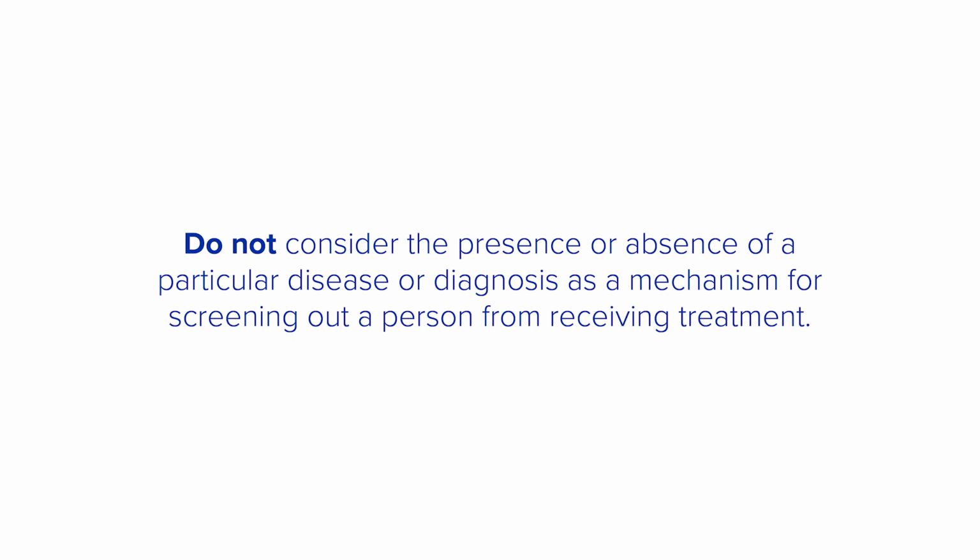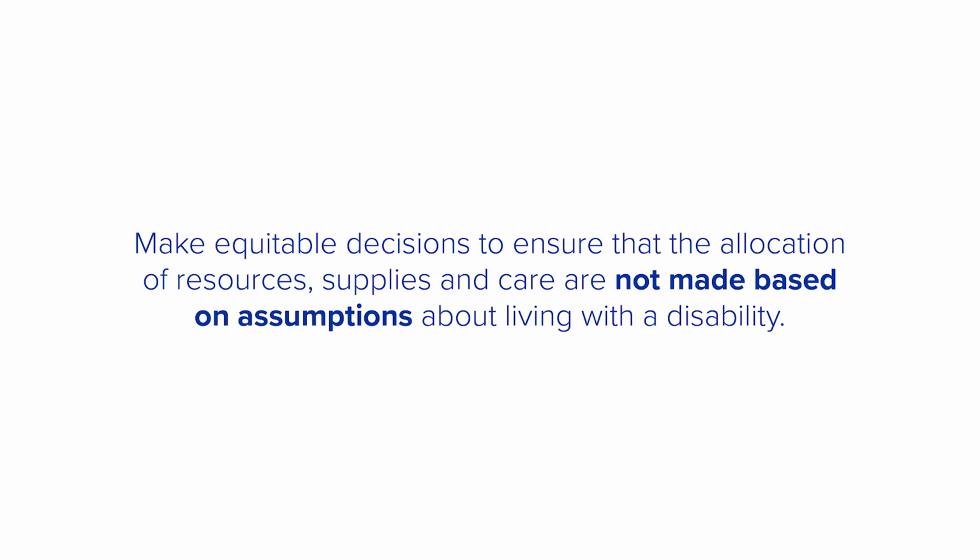There are people with cystic fibrosis who have good lung capacity. And again, I know I keep talking about assumptions, but this is where assumptions about disability and quality of life can lead to making bad decisions about who is getting treatment. So we've got to make equitable decisions and ensure the allocation of resources and supplies and care and treatment aren't being made based on those assumptions about what it is like to live with a disability.